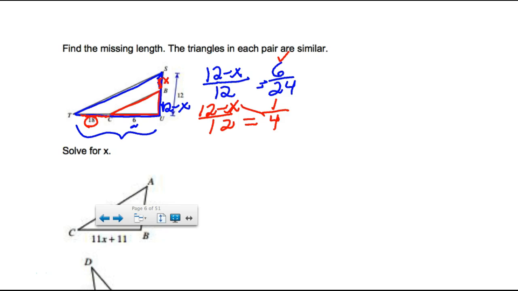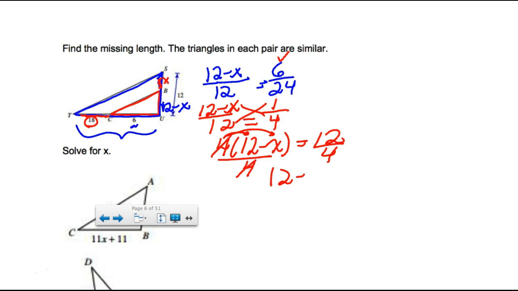So I'm going to set my cross products equal. 4 times the quantity 12 minus X is equal to 12 times 1, which is 12. I could distribute, or again, teachers always say you've got to distribute that in, and a lot of times that's helpful, but I really could divide both sides by 4, and honestly, that makes your life so much easier, guys, so I'm going to do it on this one. I haven't done it yet because I don't want to mess you up, but it's so much easier.